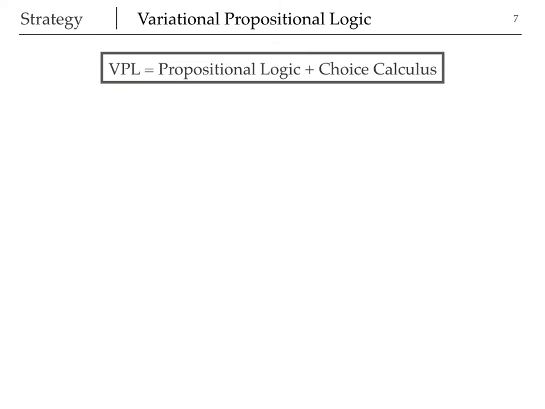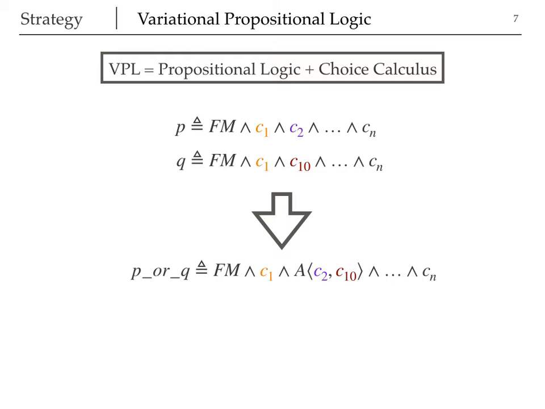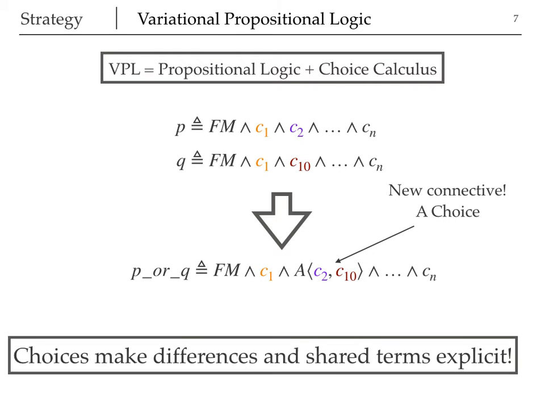The way we'll do that is we will define a new logic called variational propositional logic. It's just propositional logic plus the choice calculus. Given two propositional formulas, we can synthesize a variational propositional formula where the only difference in this logic is that we have a single new connective that we call a choice. Choices make it explicit what terms will be changing in the set of SAT problems and which terms do not change. And so by making this explicit, we can automate the interaction with the solver.